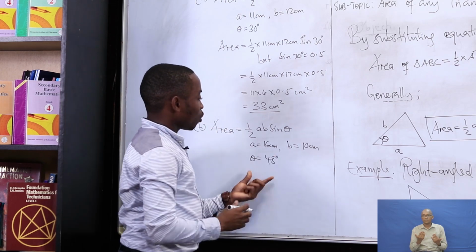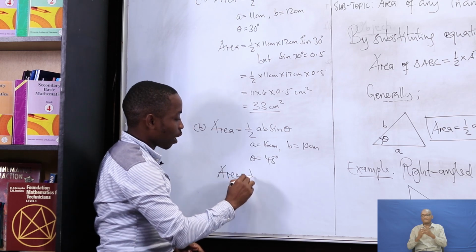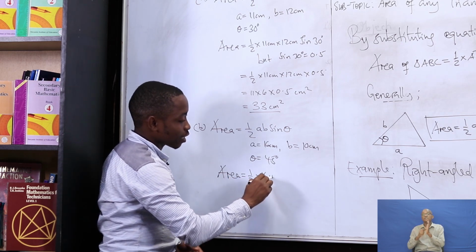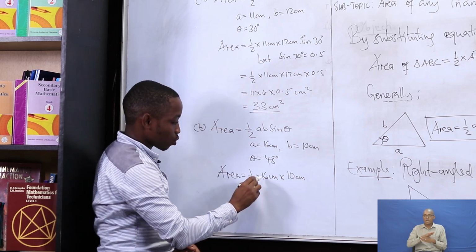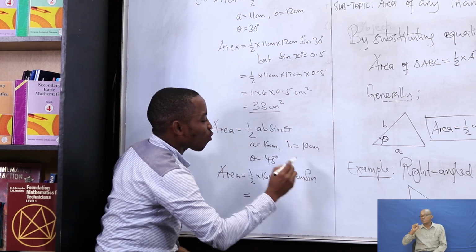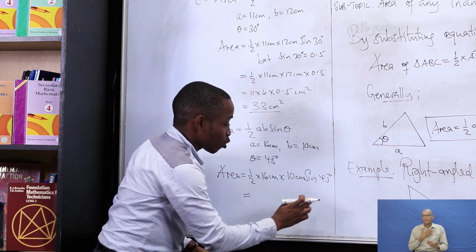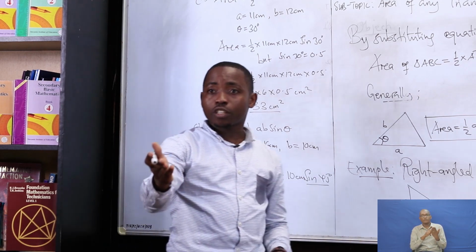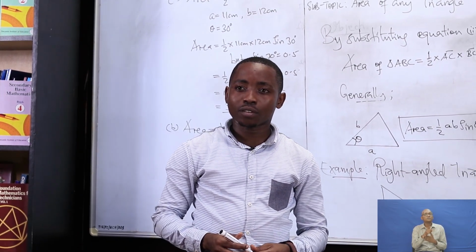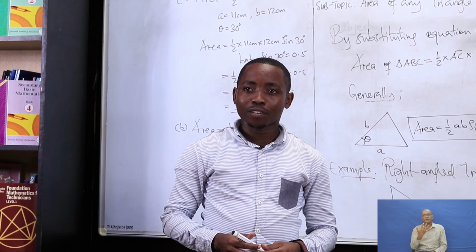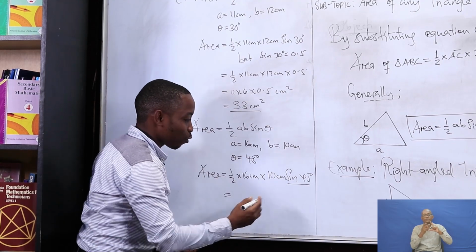Now, if we substitute here, what are we going to get? Area equals a half times A, which is 16 centimeter, times 10 centimeter, times the sine of our angle between, which is 45. So once you read in your mathematical table, what is the value of sine 45? Okay, it is a special angle whose value is radical of 2 over 2.